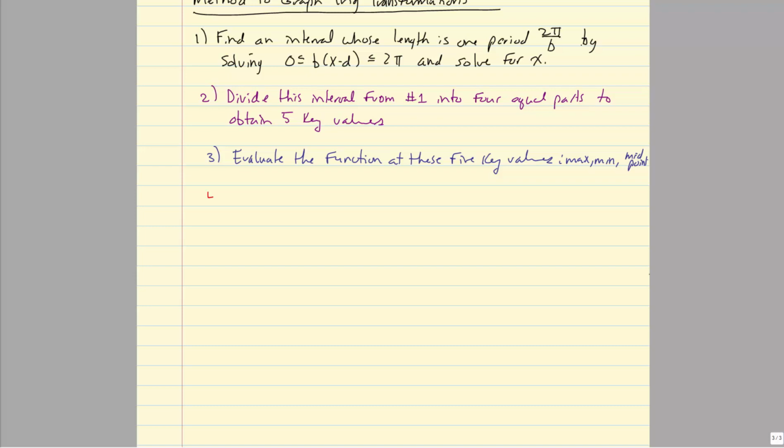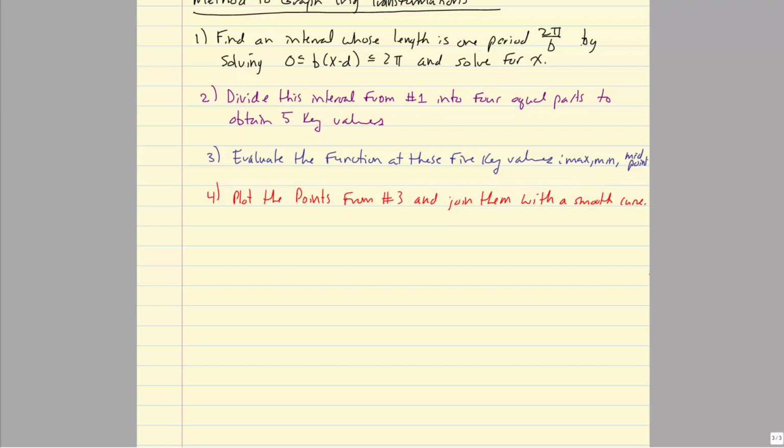Okay, and the last thing that we're going to do, we're going to plot the points from step 3 and join them with a smooth curve. And remember, smooth is the key word here, because they're not sharp like a W like this. They're a smooth curve. So make sure you make that distinction.